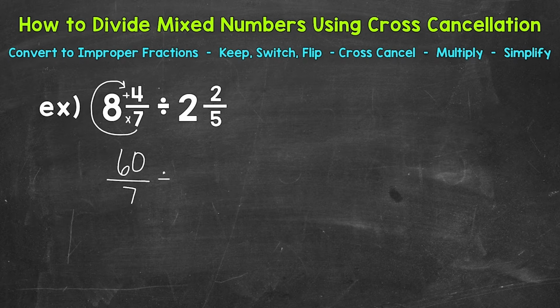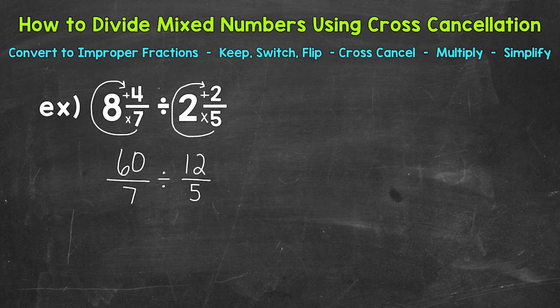Let's bring our division sign down, then do the second mixed number here. So start at the bottom, multiply, then add. 5 times 2 is 10, plus 2 is 12. So we get 12/5. Now that we have our mixed numbers converted to improper fractions, we can go through our dividing fractions steps. Keep, switch, flip. Also known as keep, change, flip. There's different words out there for the steps, but they all mean the same thing.